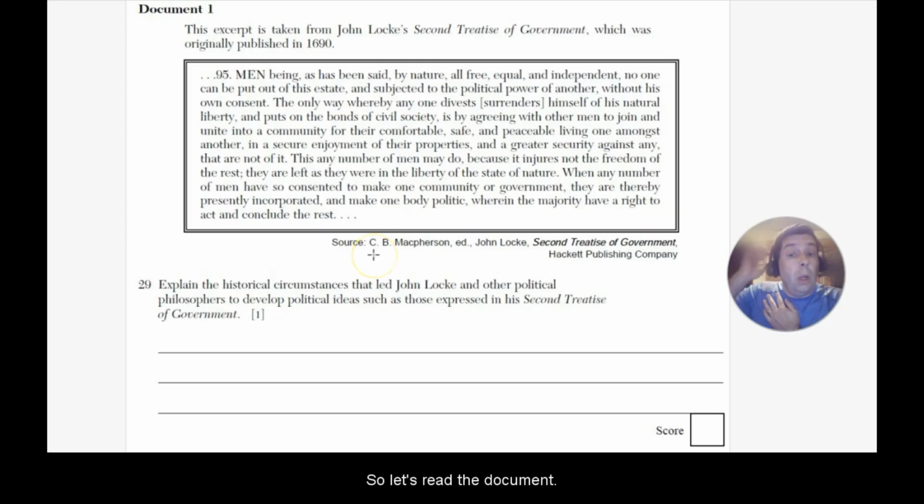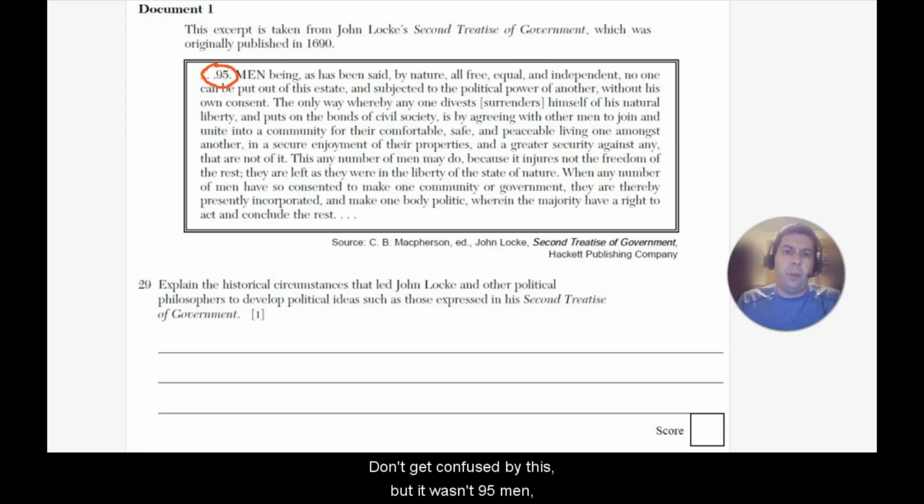Okay, so let's read the document. The one thing I want to say is he wrote out a list of things. So this number being here is kind of confusing. It's just the 95th thing he wrote. Don't get confused by this, it wasn't 95 men as it sometimes makes it seem like.